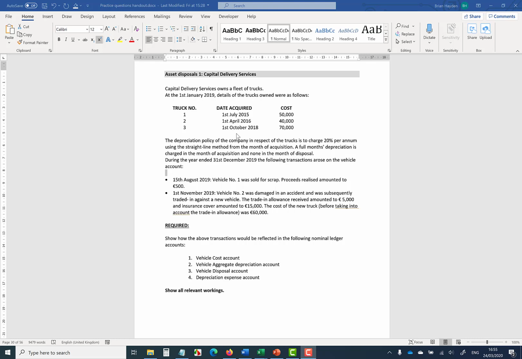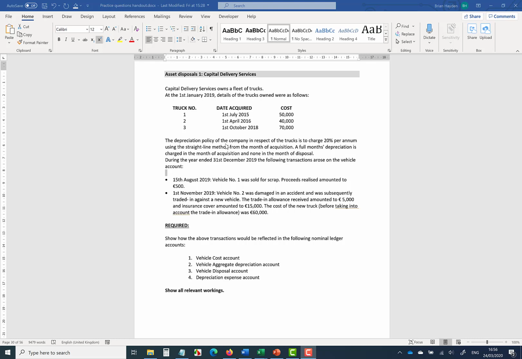these were the trucks that it owned. So it's got 3 trucks owned, one bought back in July 2015, one bought in April 2016, and one bought in October 2018 at various costs each time. The middle paragraph is usually a significant one and relates to the depreciation method and policy of the company.